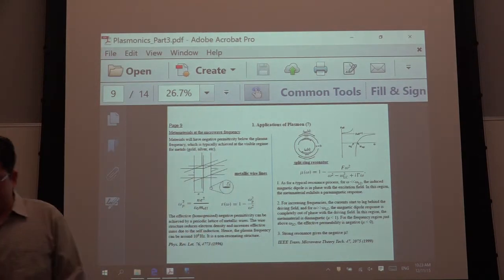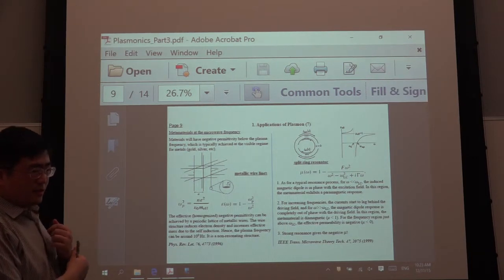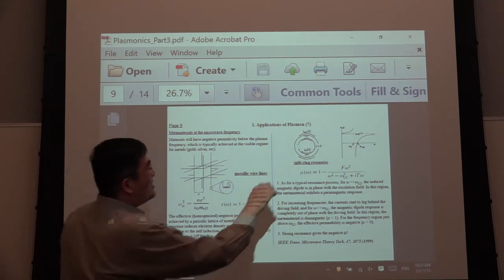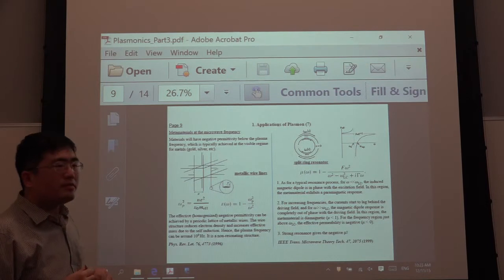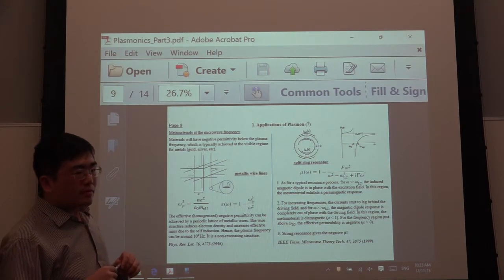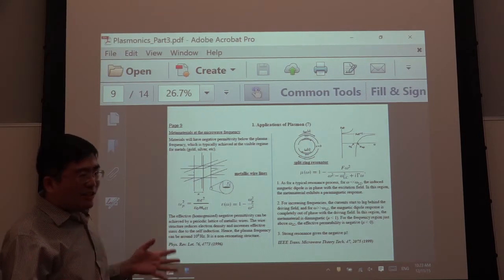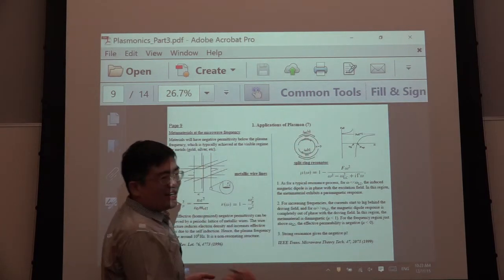So let's take a look at the inside circle. When a field comes in, the inside circle has this way to act against the incoming field. At the same time, the outside circle also responds. Inside and outside also couple. The net is something like this. It's very complicated.